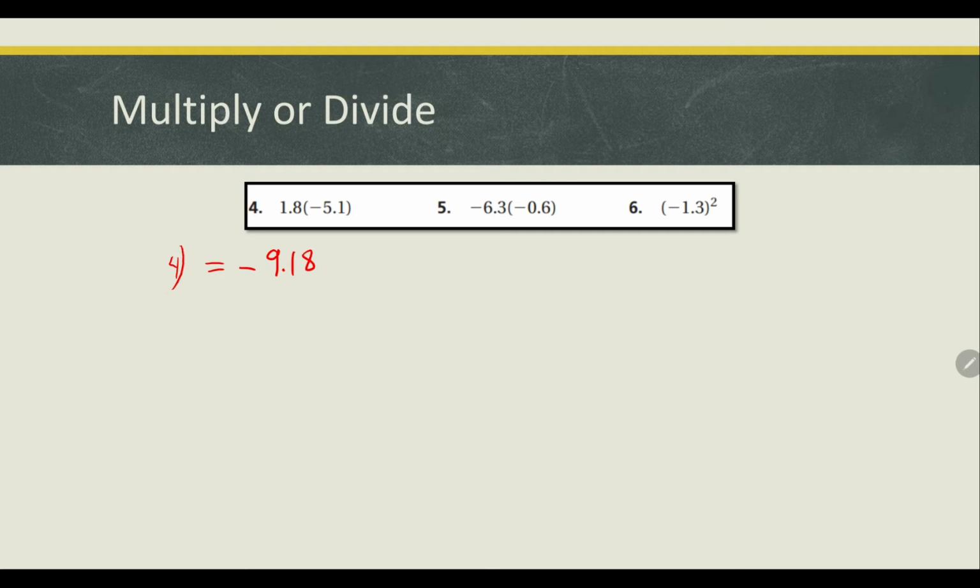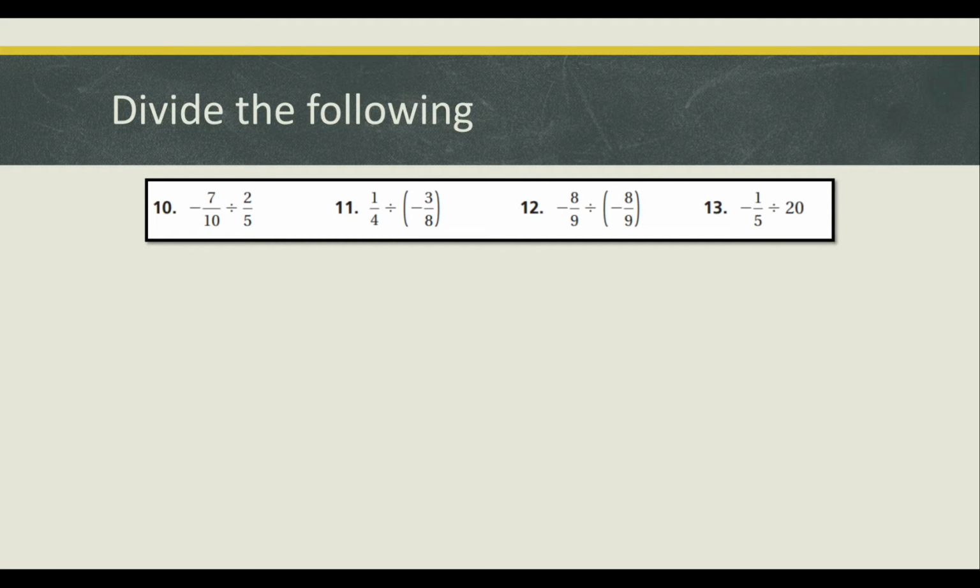This is for question 4. Question 5, we do normal multiplication, and we know that negative times negative will give a positive answer. You multiply them, and you should get 3.78. And finally, question number 6, it's negative 1.3 multiplied with negative 1.3, which will give us 1.69. The answer is positive because we are multiplying negative two times.